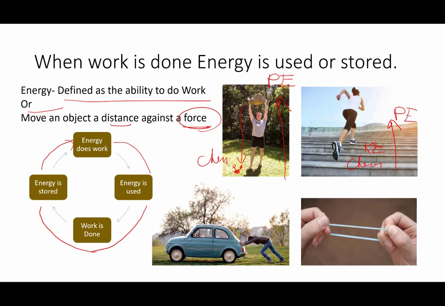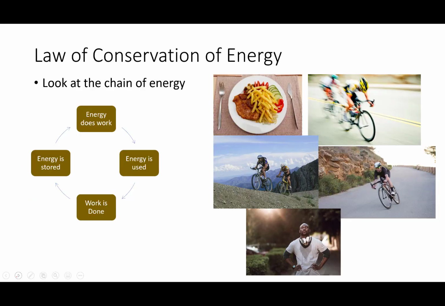This person again uses the chemical energy from their food to apply a force to this car to move it a distance to give it kinetic energy or motion. This person uses chemical energy from their food to apply a force to this rubber band to give it potential energy in the form of a spring or an elastic band that could snap at any moment. So this energy is always changing from one form to another.